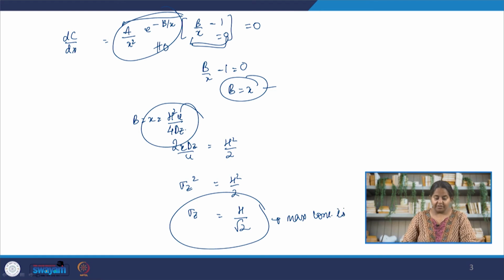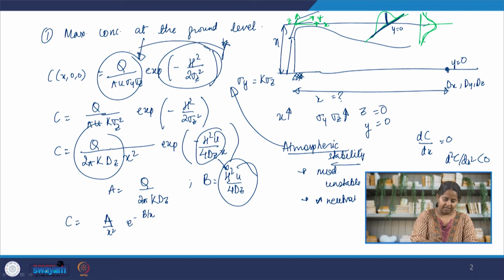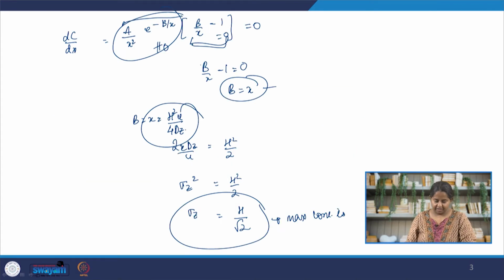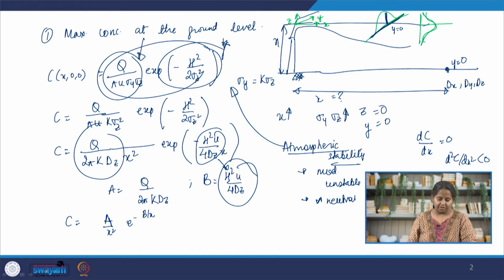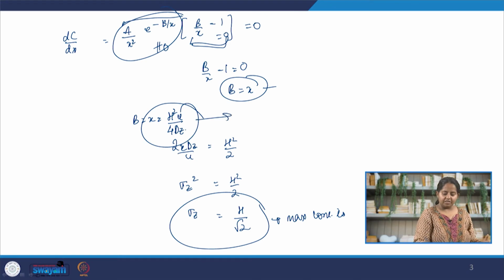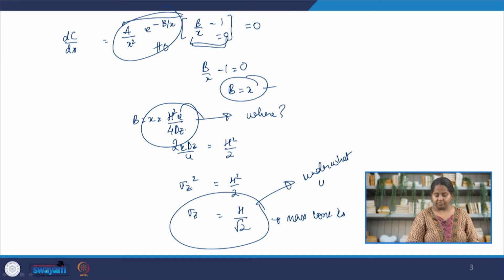Now what we can do is substitute the sigma z value in our equation here. We know that sigma z is equal to h by root 2, so we can take this system and replace sigma z with h by root 2, and we can find the maximum concentration. So not only do we know where the concentration is going to be maximum, and under what conditions, but we can also find out the maximum concentration. So let's do that now.